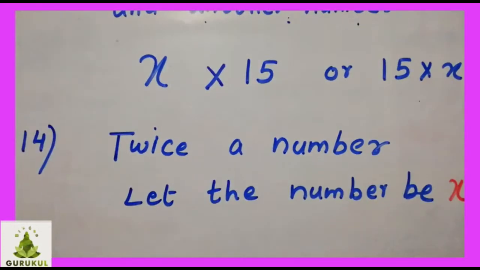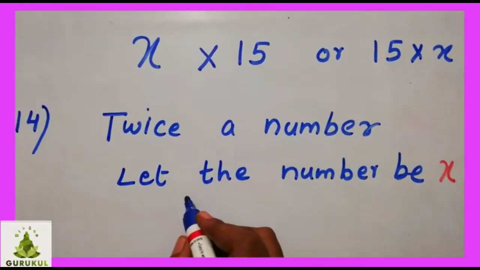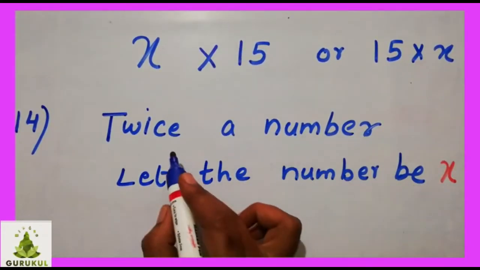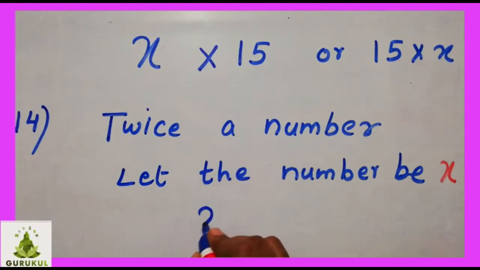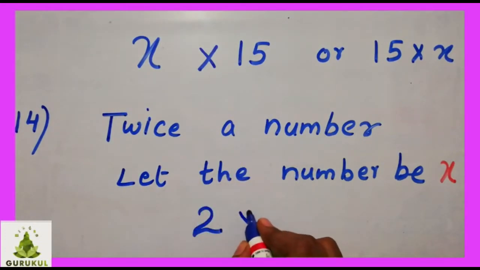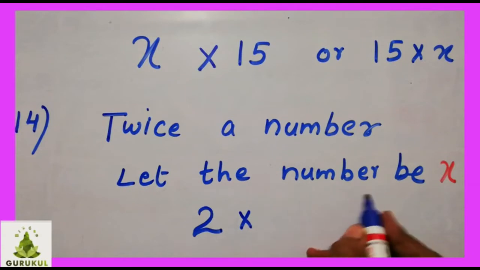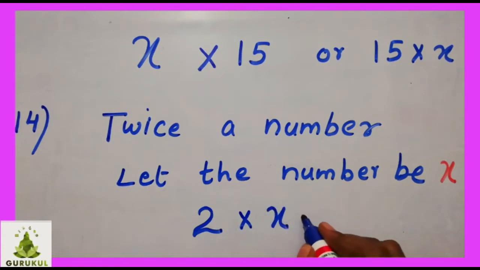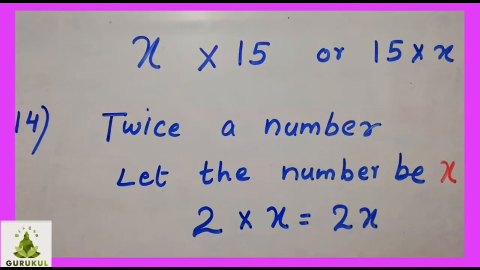Now write down this: twice a number. Twice a number means you have to multiply by 2. Let the number be x. Twice means 2 times a number. So what will I get? This equals 2 into x, which is 2x. Copy down.